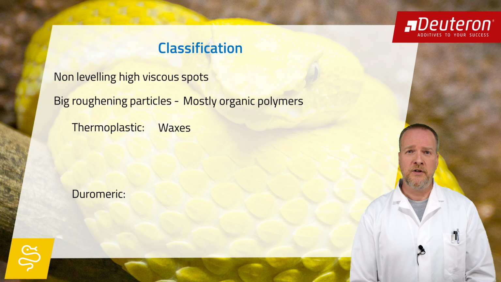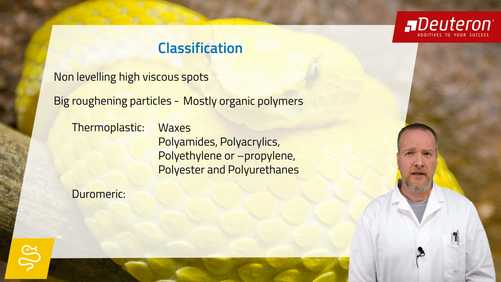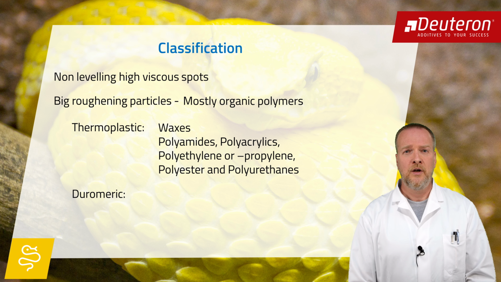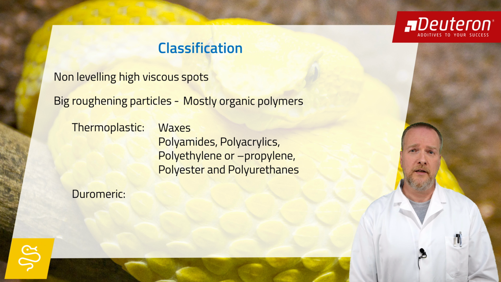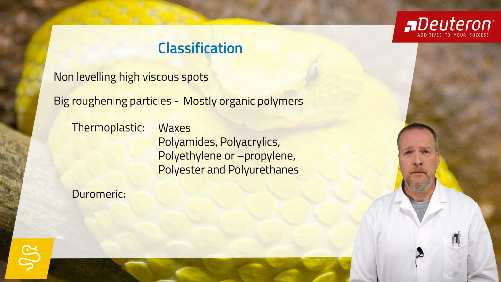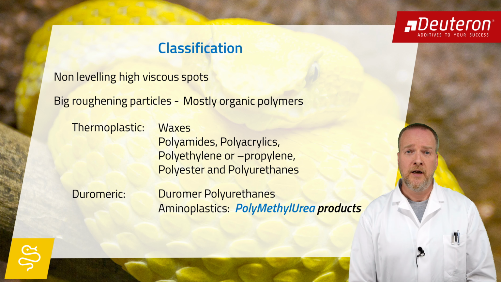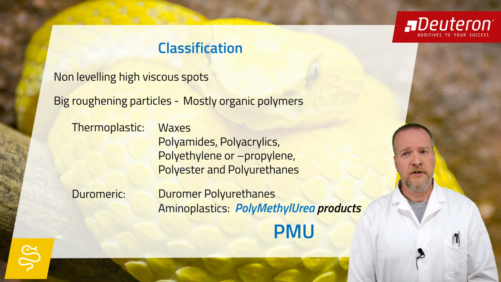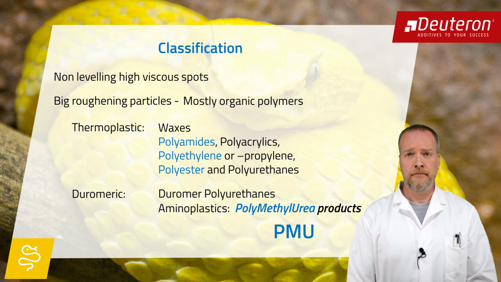Coarse wax powders are mostly based on polyethylene or polypropylene. Thermoplastic particles for coatings can be beads or irregularly shaped particles of polyamides, polyacrylics, polyethylene or polypropylene, and polyurethanes. These products are available from different manufacturers with different properties and particle sizes or particle shapes. Duromeric structuring agents, for example, can be based on polyurethanes or aminoplastics, like our polymethylurea products, also known under the abbreviation PMU. Besides this, we offer some grades of coarse thermoplastic powders.